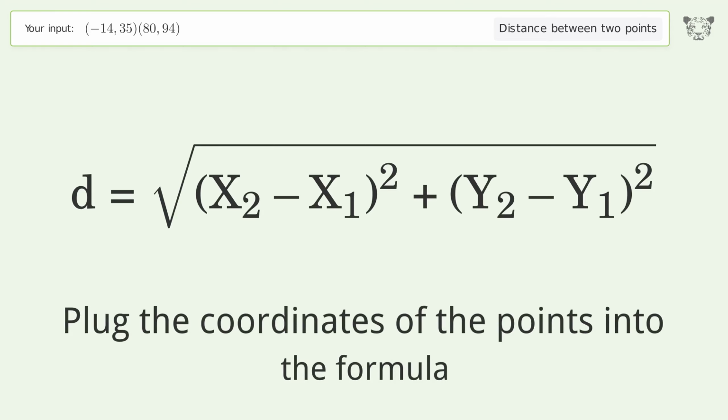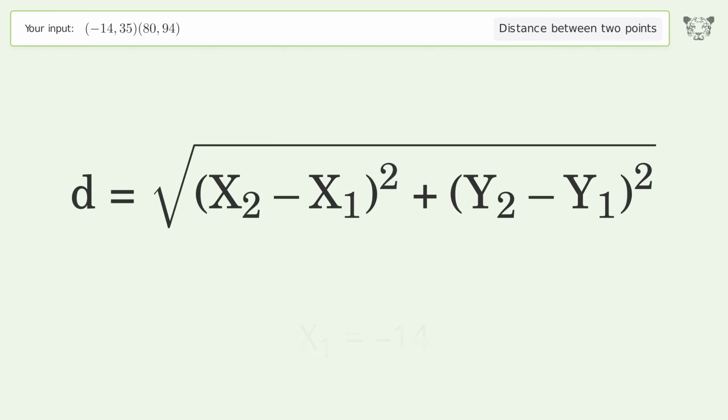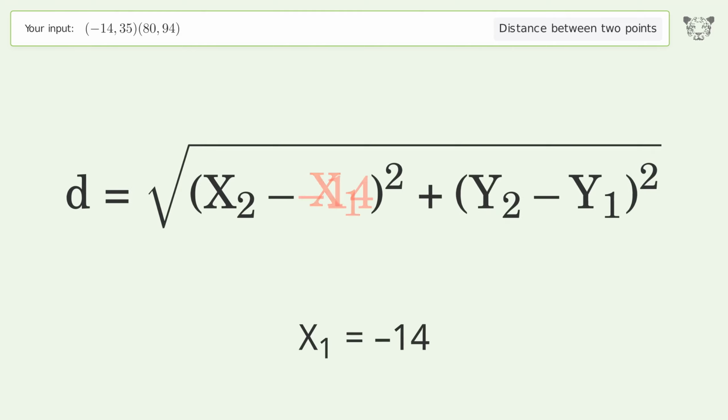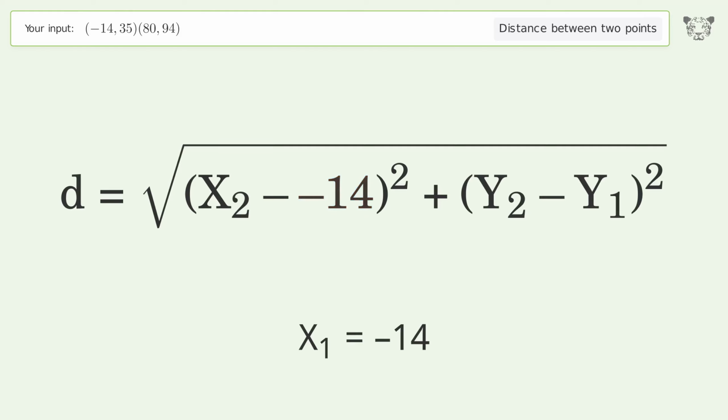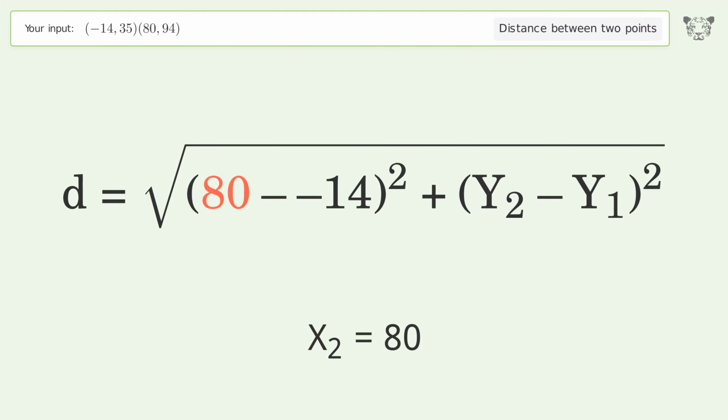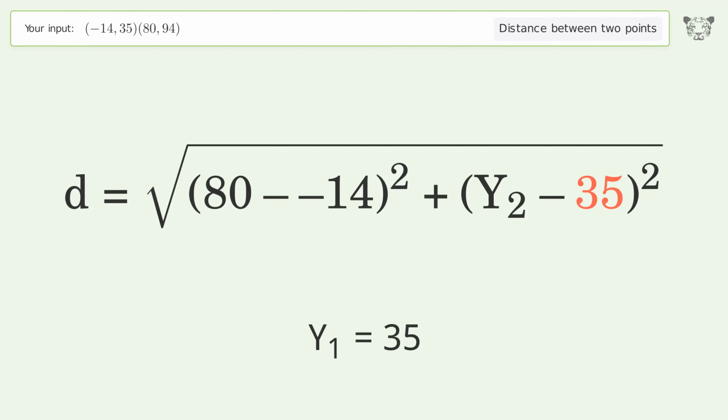Plug the coordinates of the points into the formula. x1 equals -14. x2 equals 80. y1 equals 35. y2 equals 94.